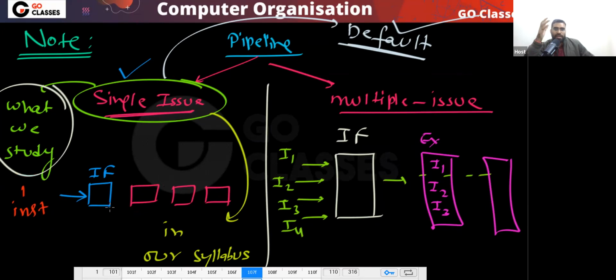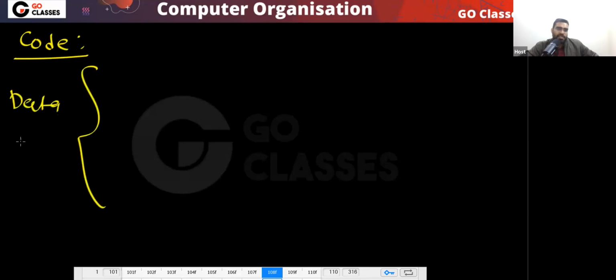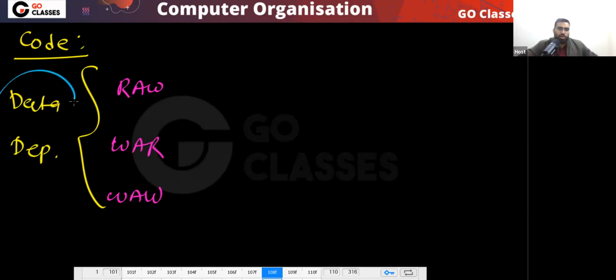Now, these are the dependencies in your code. These are the data dependencies, like RAW dependency, WAR dependency, and WAW dependency. We have already seen them. These things depend only on the code.